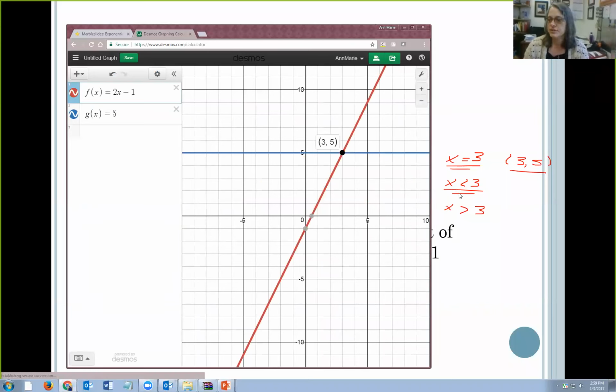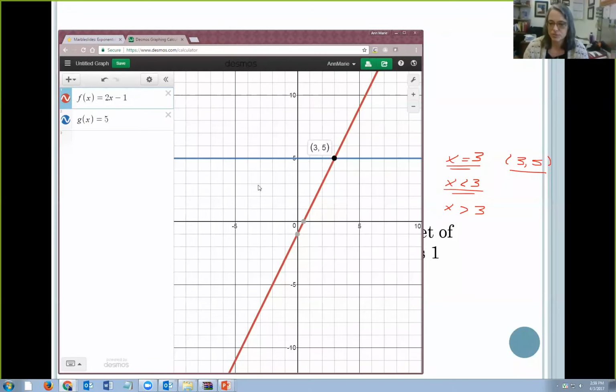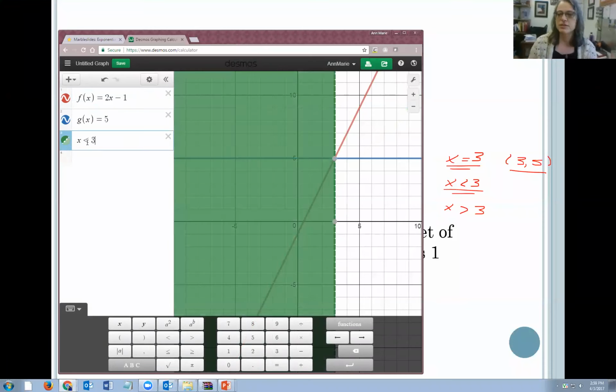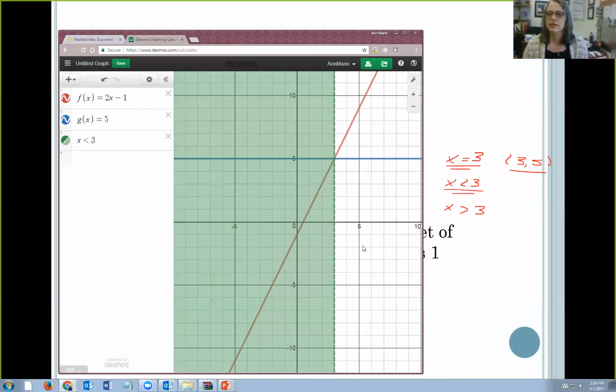The solution to the inequality f of x is less than g of x. What that means is we care about any place where the slanted red line is below the blue line. So it's going to be all x's less than 3. So you notice that everywhere that the plane is shaded green, my red line is below my blue line.